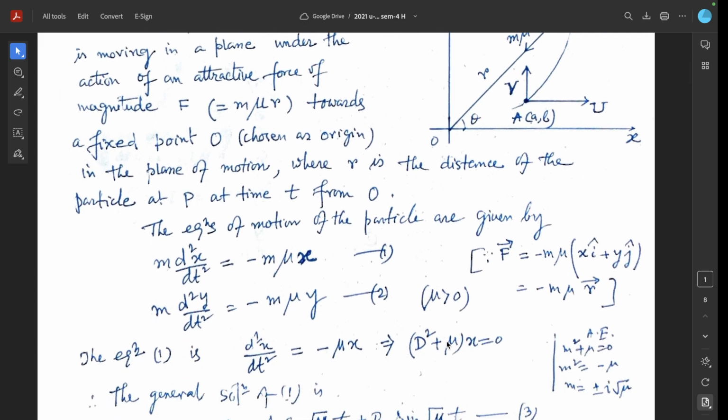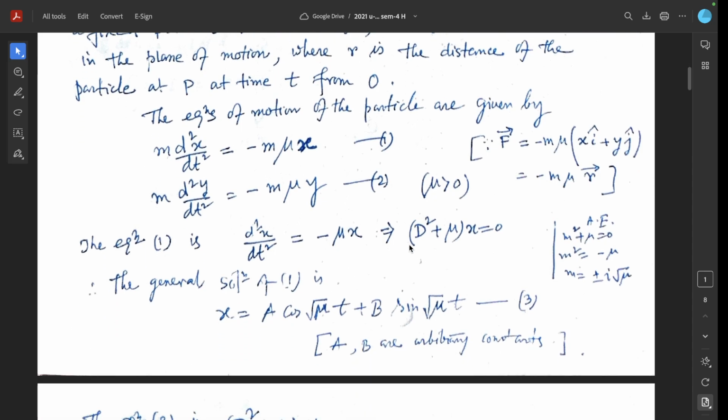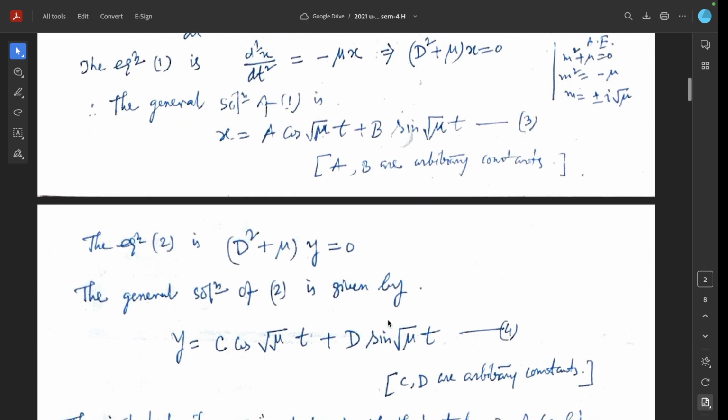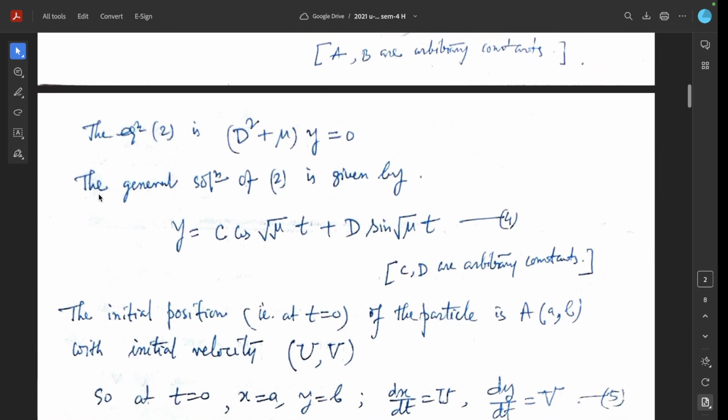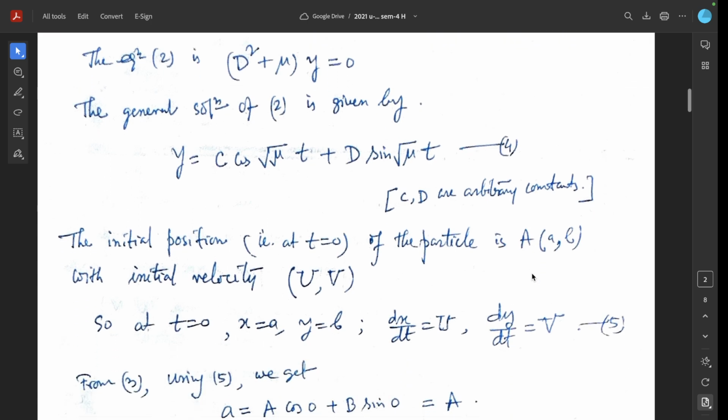From equation 1 we get (D square plus mu) x equal to 0. This capital D stands for d/dt, and the general solution, as we know from differential equations, is x equal to A cos root mu t plus B sin root mu t. Here A and B are arbitrary constants. And from equation 2, similarly, we can find the general solution y equal to C cos root mu t plus D sin root mu t. C and D are arbitrary constants.